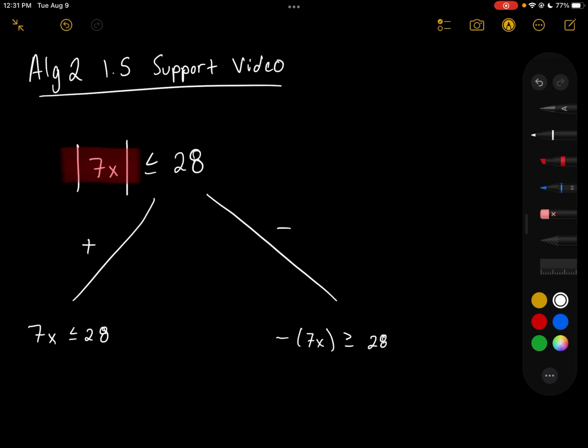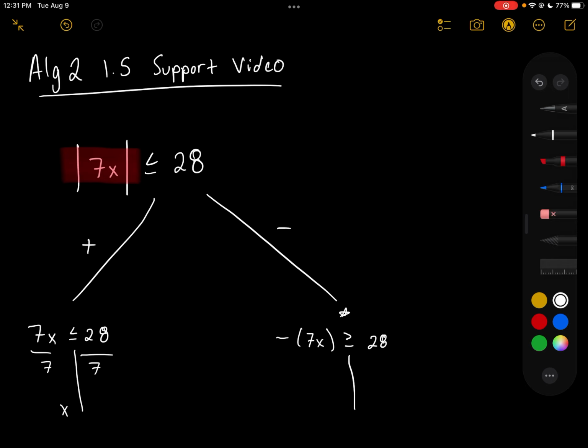So the 28 stays the same. Signs don't change for 28. We just have a negative introduced on one side, and when we introduce that negative, I like to put a little star so that I don't forget. Introducing a negative means that we are going to need to flip our inequality sign. So as a result of this, we can just go through and solve like we normally would, and we'll get two different answers that we can graph.